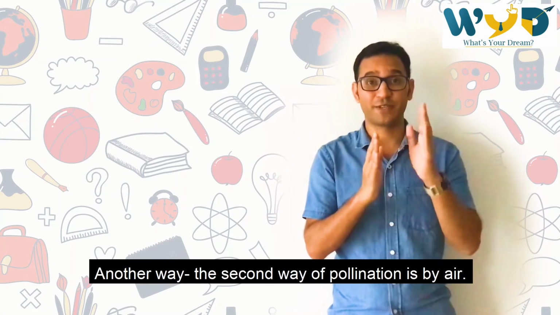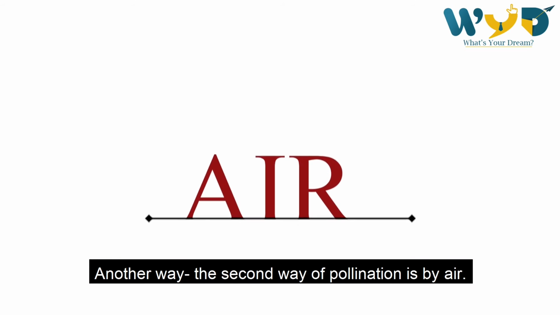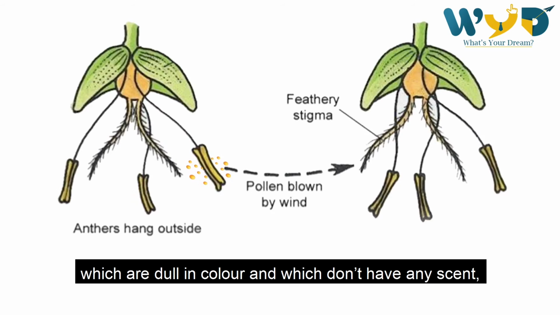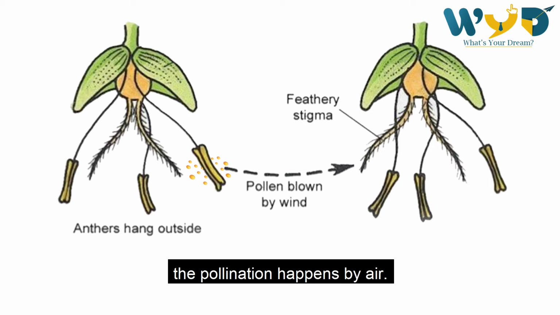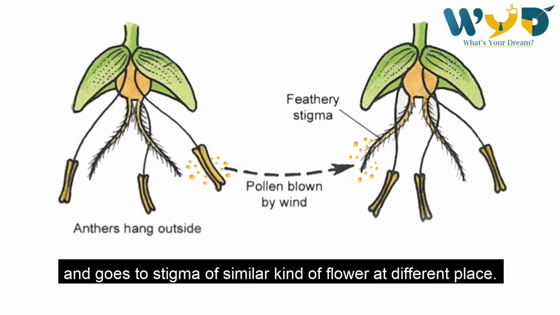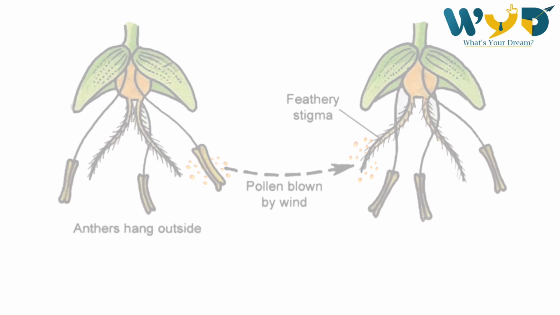Okay? Another way, the second way of pollination, is by air. Some flowers which are very light and dull in color and which don't have any scent, the pollination happens by air. Air flows and the pollen goes with the air to another place and goes to the stigma of a similar kind of flower at a different place. That is another way of pollination.